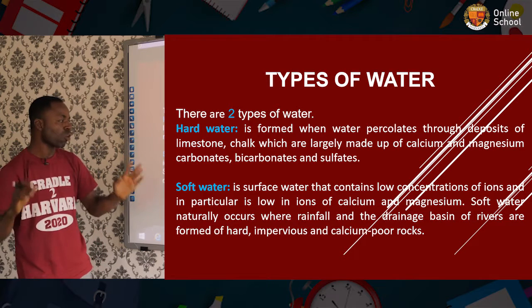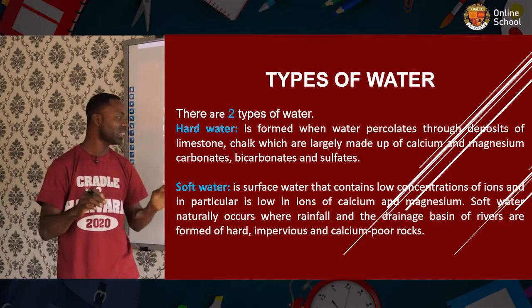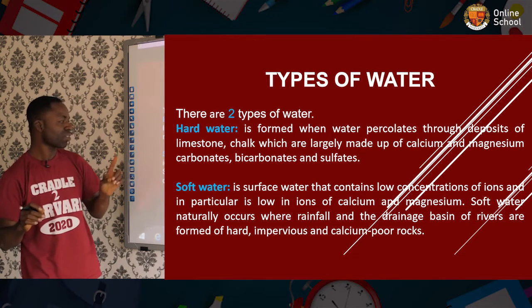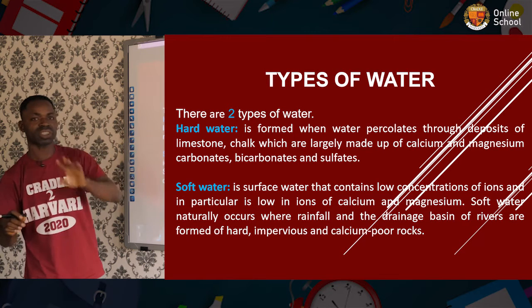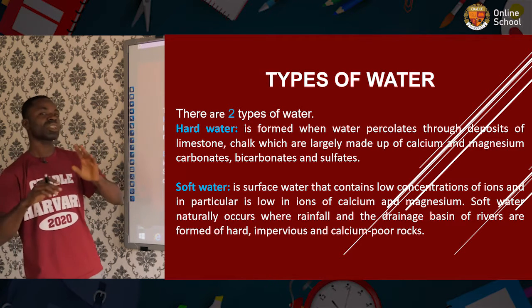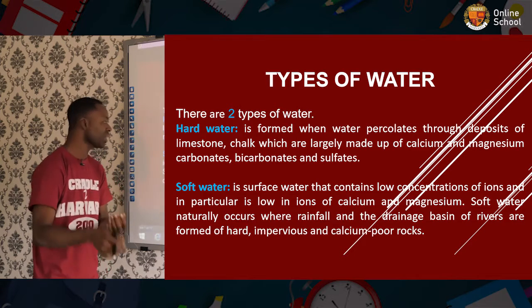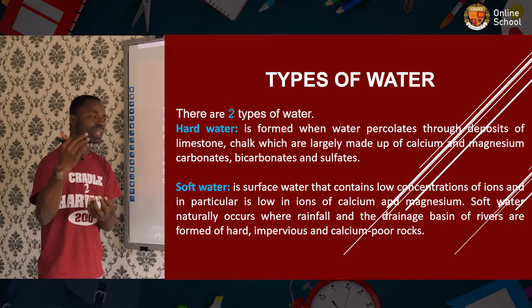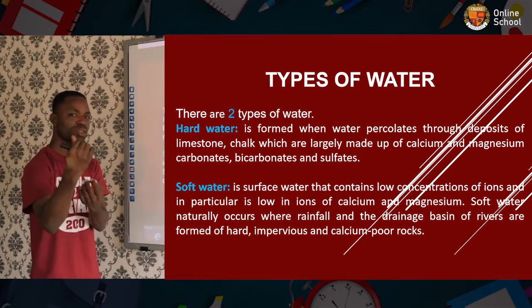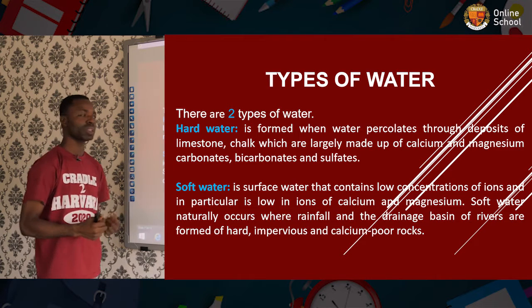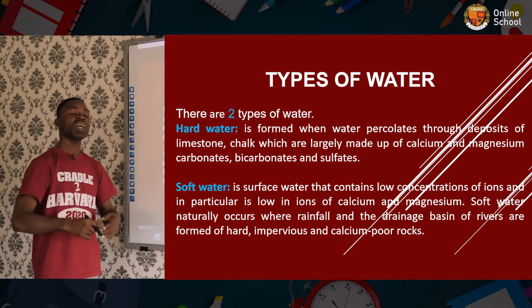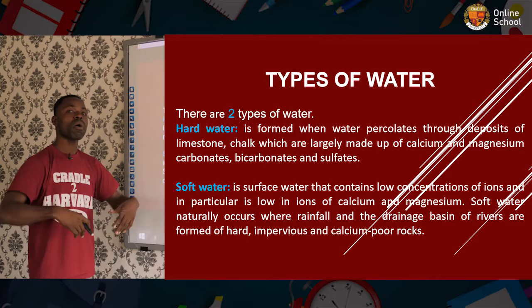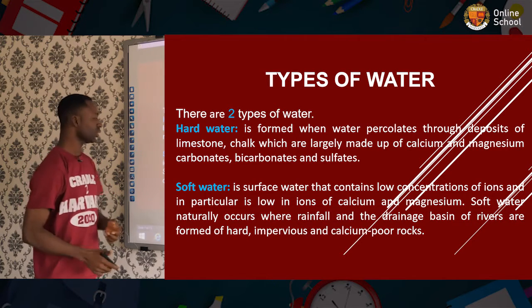Soft water naturally occurs where rainfall and the drainage basin of rivers are formed of hard, impervious, and calcium-poor rocks. That means if this water falling does not mix with the limestone and the presence of calcium and magnesium ion is low, we would have soft water. You can also say soft water does not have calcium ion or magnesium ion. Did you get that? Good.